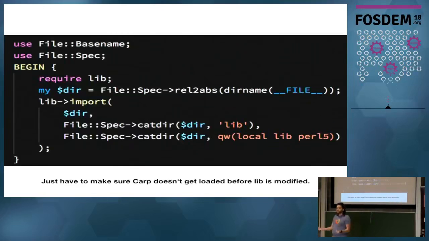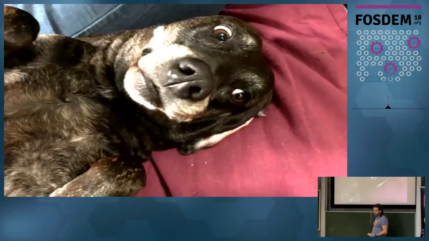So we weren't using local lib, but we were loading all of the modules from the local directory, which is the same directory that Carton uses, by the way. I had wanted to use Carton, but I didn't bring it up until much later. So we're not using local lib, but we have local lib Perl 5 in our path.